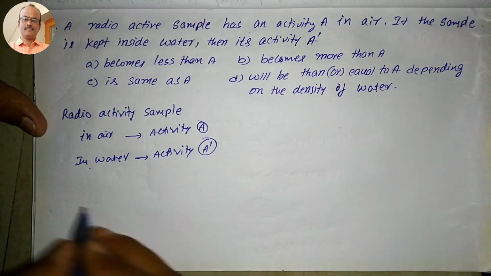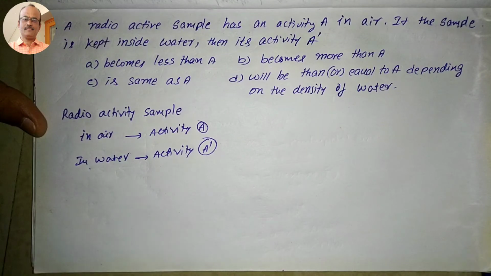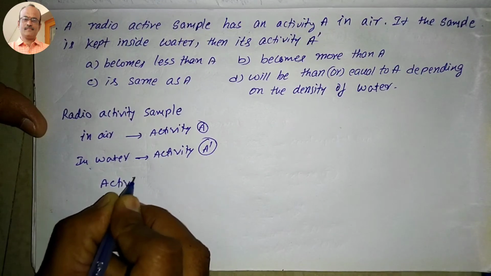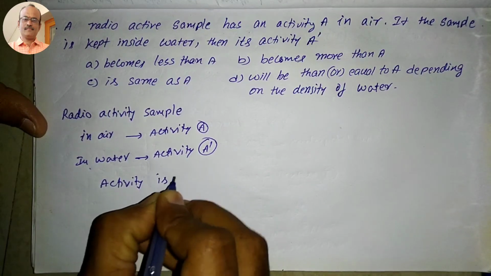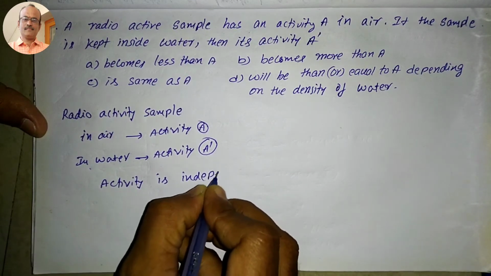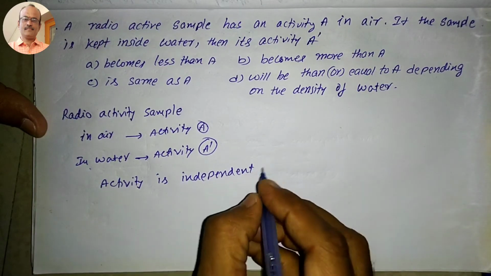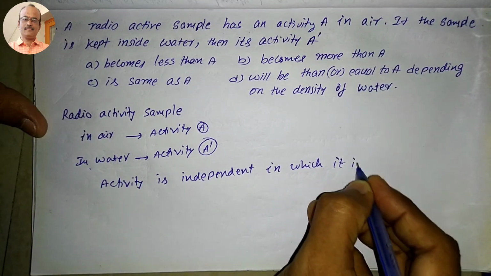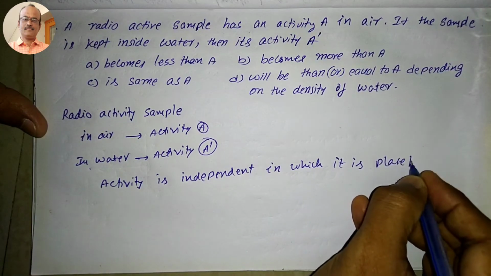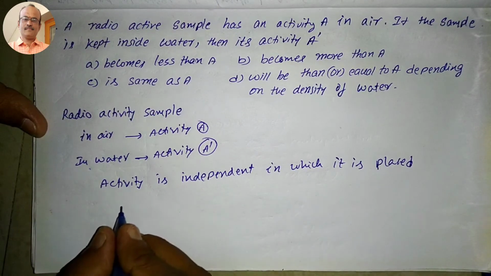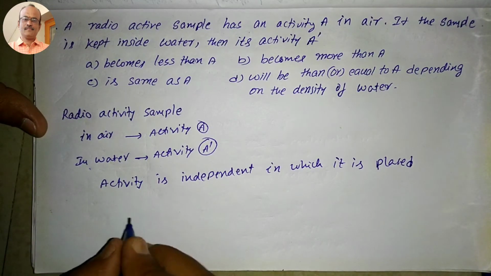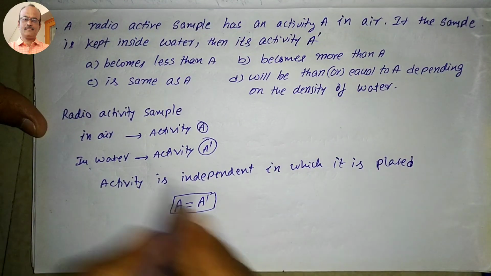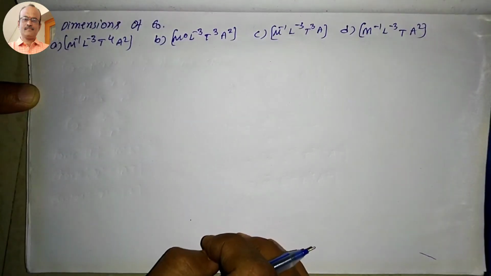But here one thing remember, whatever the activity we are doing in air or water, this activity is independent of the medium in which it is placed. So that means activity is independent of the medium. So that means A is equal to A dash. That means it is same as A.